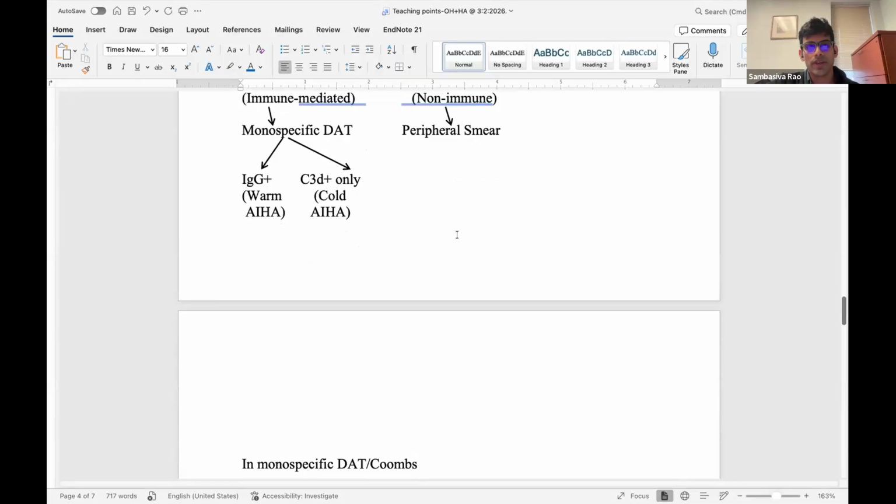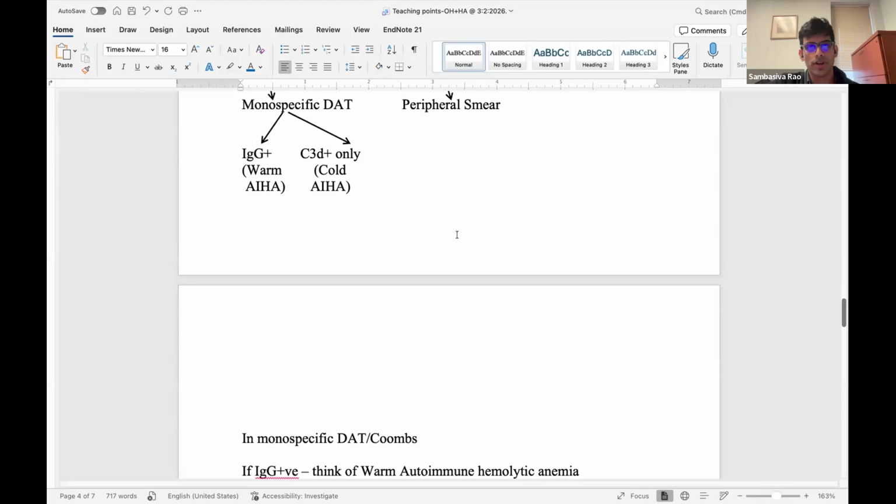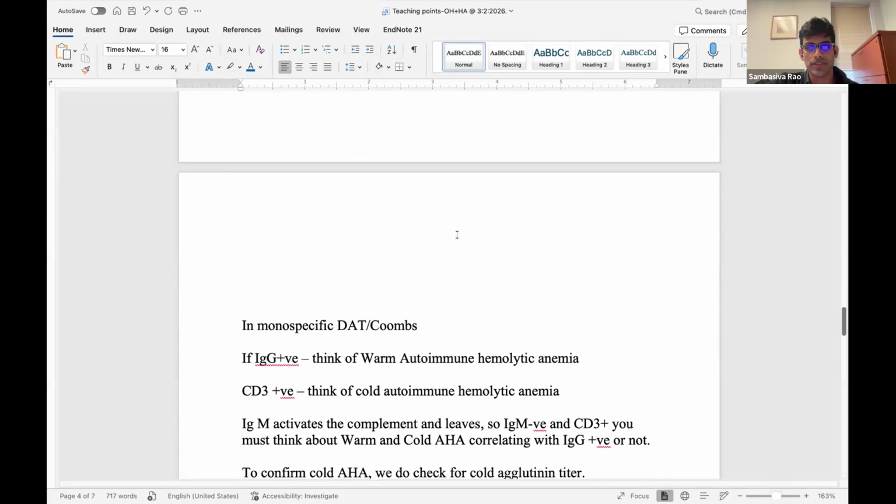One way we can remember this is I usually associate IgM with a man in a suit. Usually it is cold, so the man will be wearing a suit to cover up. So you can associate it like that: IgM is cold autoimmune hemolytic anemia. There is a little bit of complexity in this test interpretation, so that is out of the scope for this discussion.